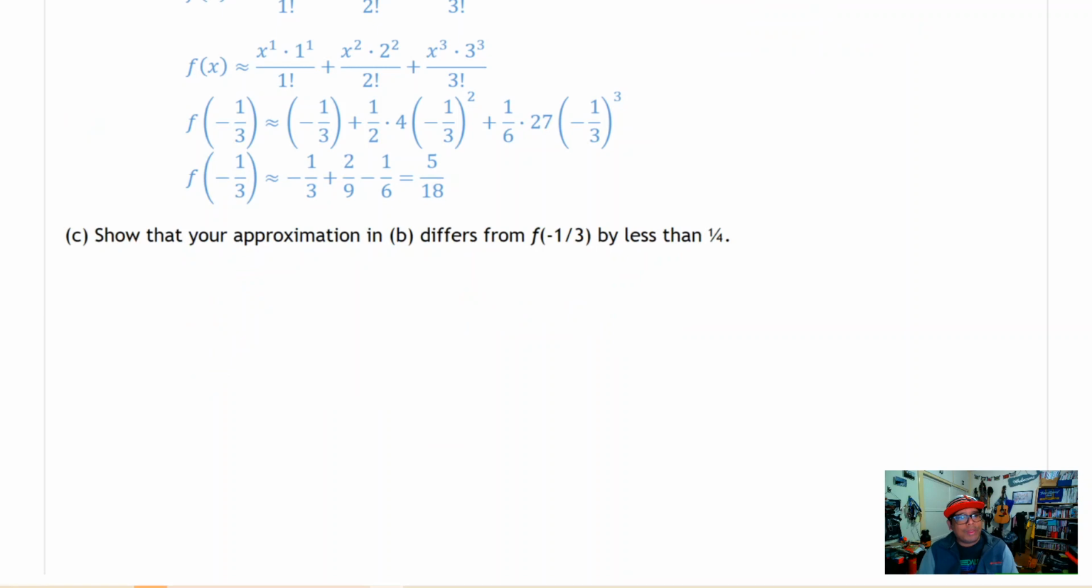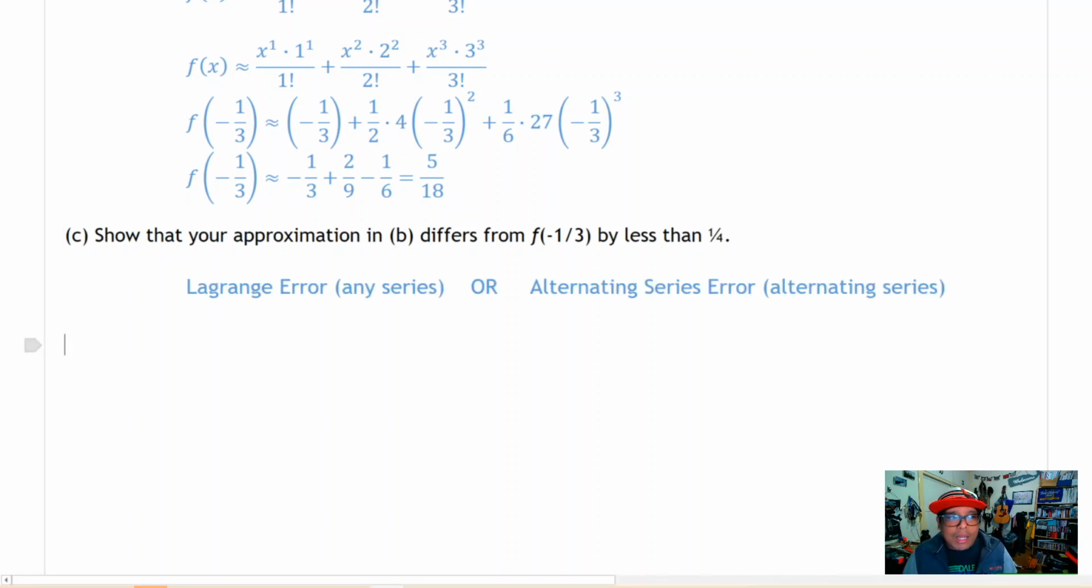Let's show that this approximation differs from f of negative 1/3 by less than 1/4. Now, whether you recognize it or not, this is asking for the error of our estimation. And as a refresher, our error could either be the Lagrange error, which we use for any series that does not alternate, or the alternating series error, which is obviously only used for alternating series.